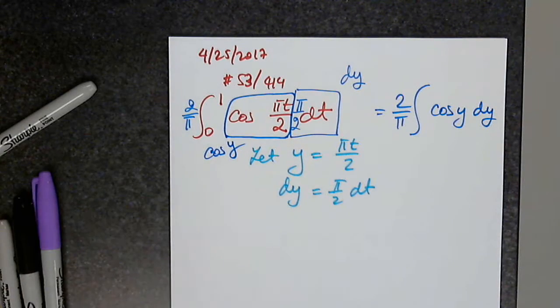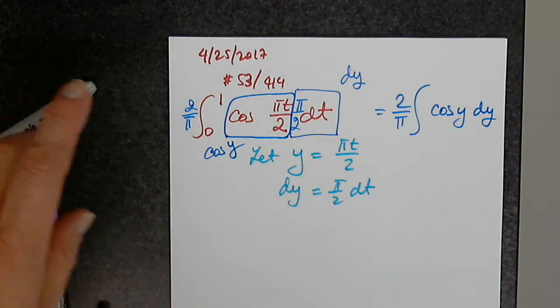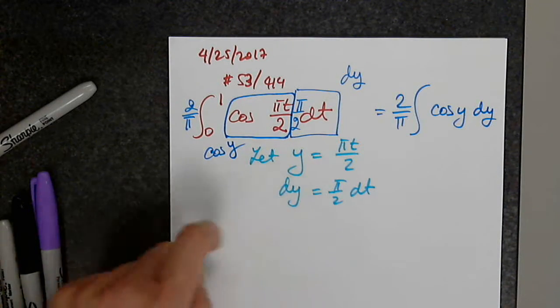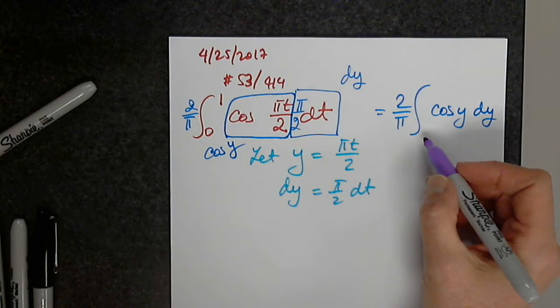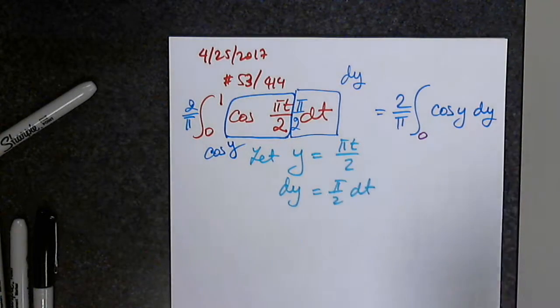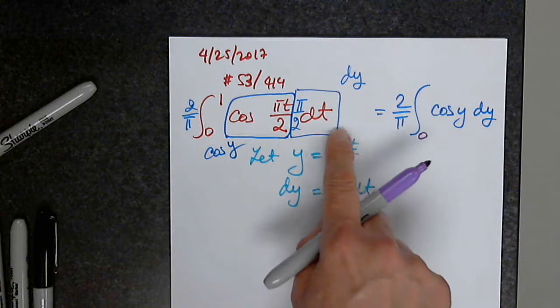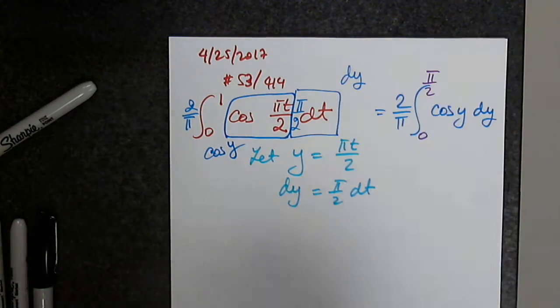Once I moved from t to y, I can no longer copy the limits of integration. So when t is 0, how much is y? 0, right? When t is 0, y is 0. When t is 1, how much is y? So pi over 2.